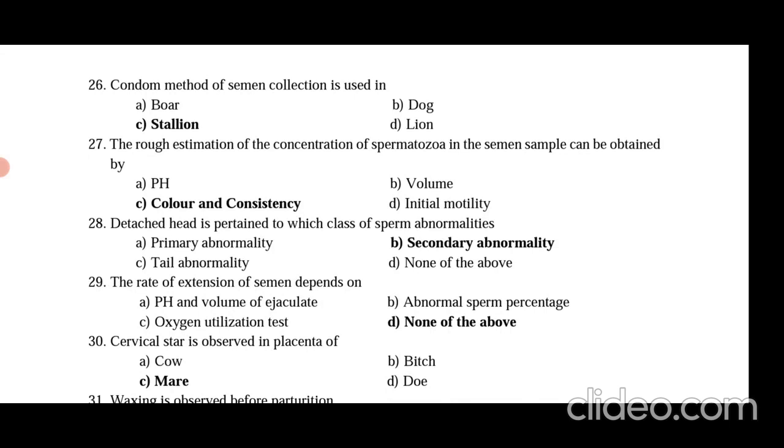In stallion we use the condom method of semen collection. The rough estimation of concentration of spermatozoa in the semen sample can be obtained by color and consistency. Color and consistency give the rough estimation of the concentration of spermatozoa in the semen sample. Detached head is considered a secondary abnormality.